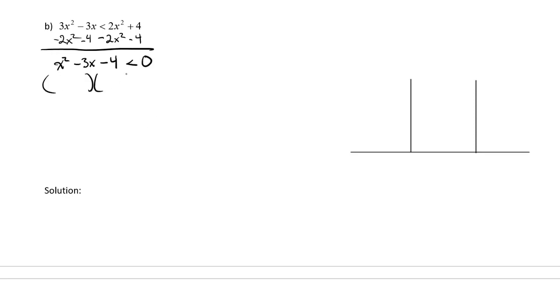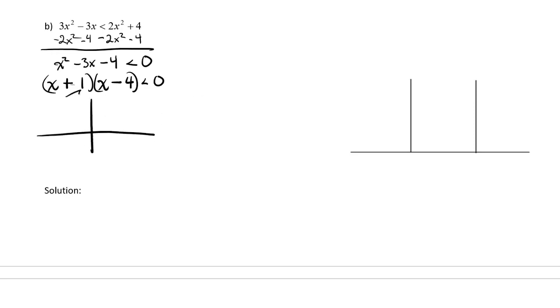If I try and factor this, I should have two binomial factors that are less than 0. X and x will be the two variables in the binomials, and negative, let's go with 1 and 4. We need to figure out which one will be negative. I believe the negative 4 needs to be the larger value, and 1 will be positive. So my binomial is x plus 1 times the binomial x minus 4 less than 0.